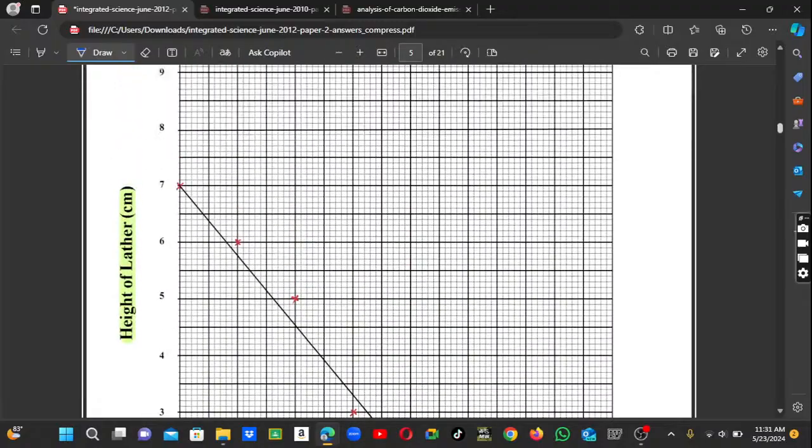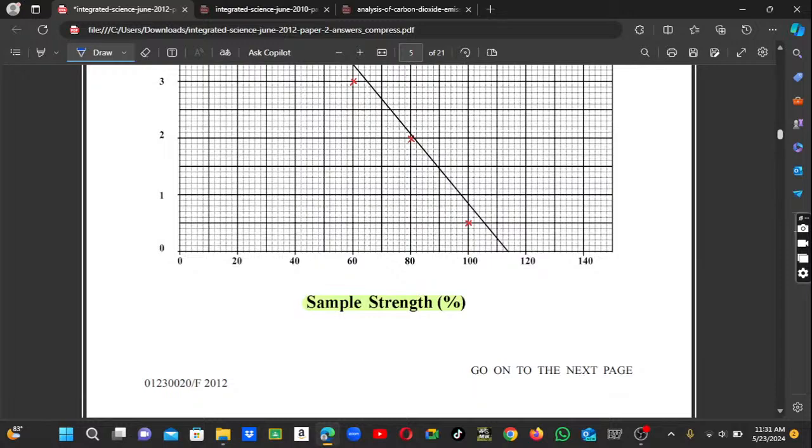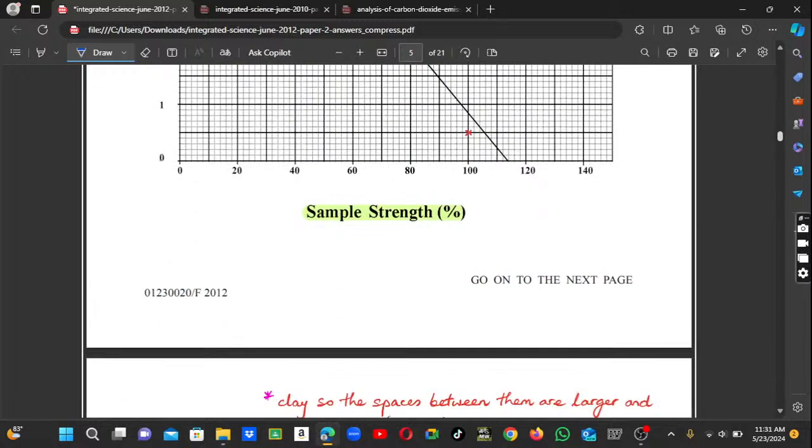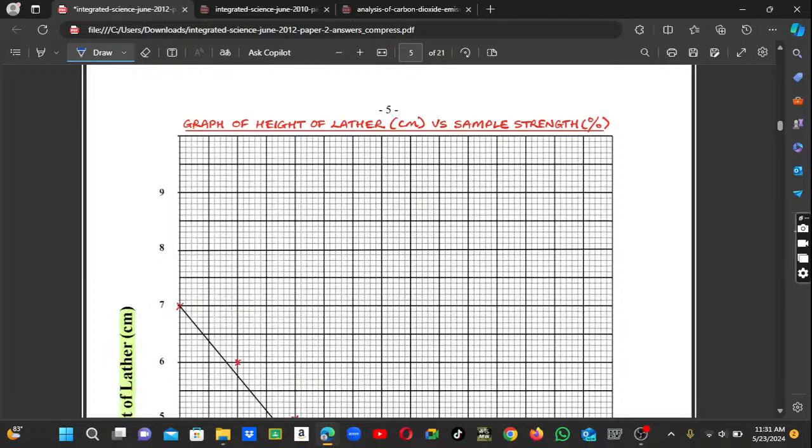So this would be a simple sample of the graphs. All we have to do here is plot the graph and show the sample strength. See? Simple diagram. The graph of the height of the ladder versus the sample strength.